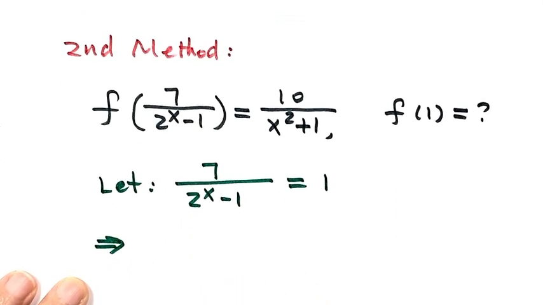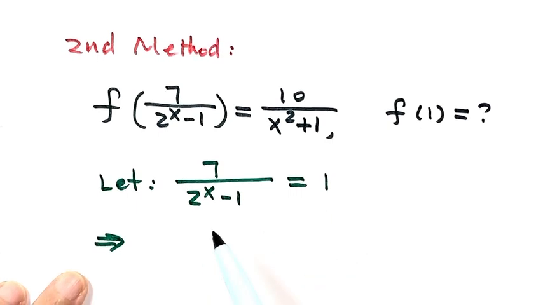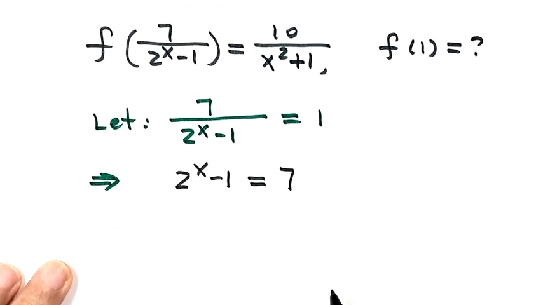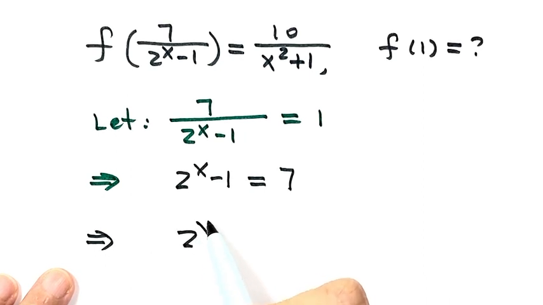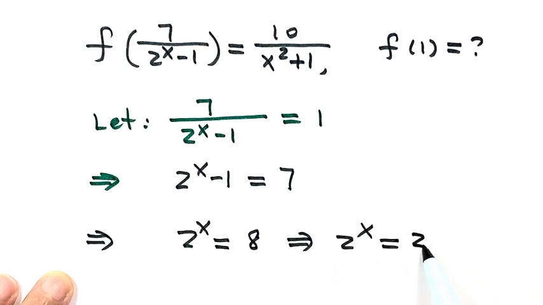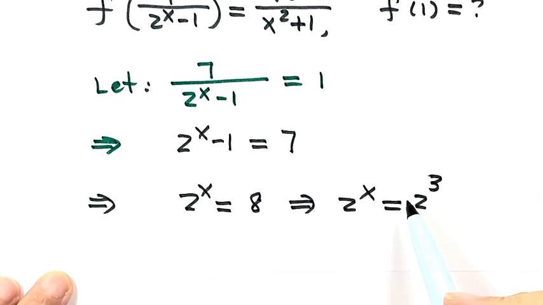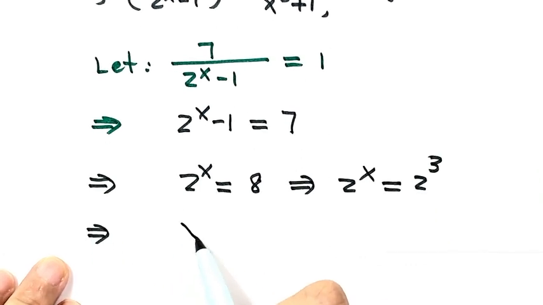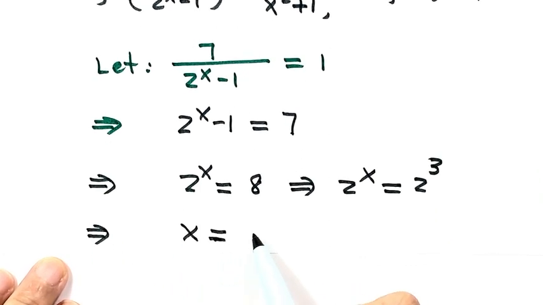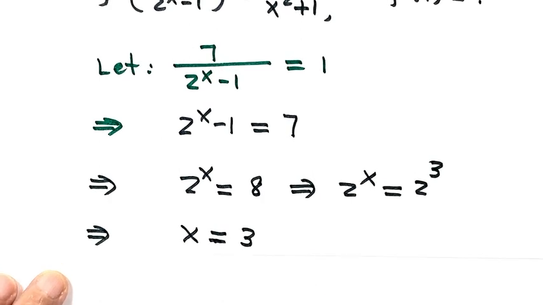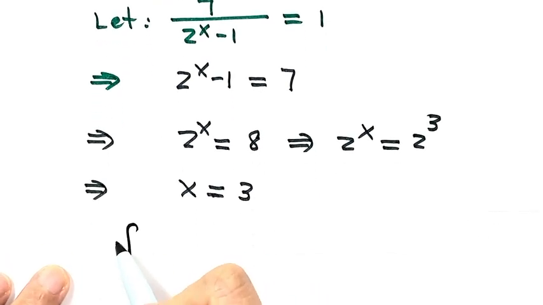Then both sides times 2 to the power x minus 1. Then we have 2 to the power x minus 1 equals 7. Then move negative 1 to other side. Then 2 to the power x equals 8. Then 8 equals 2 to the third. Then x equals 3.